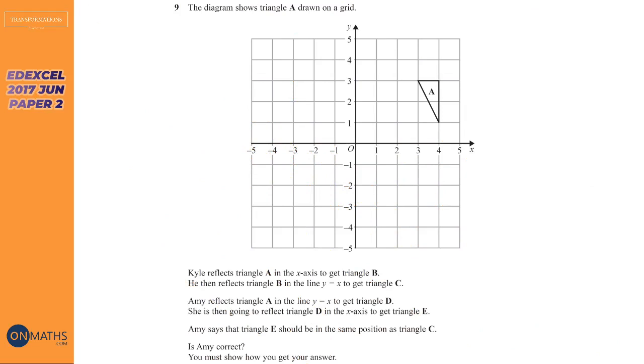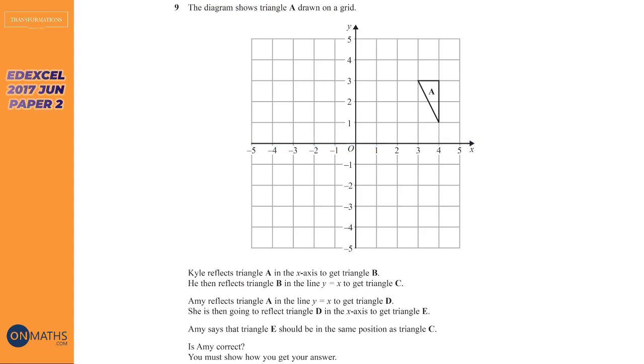We've got quite a complicated question, aren't they always, and there's lots to do. So this is going to test that we can do a few of the transformations. It says Carl reflects triangle A in the x-axis to get triangle B, so let's start off with that. We're getting triangle B by reflecting it in the x-axis. Now the x-axis is this one here.